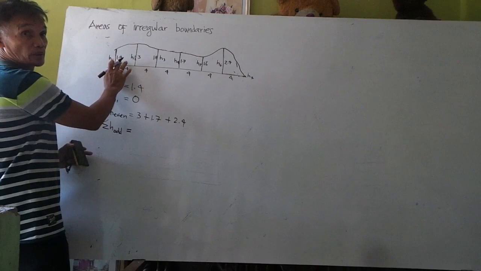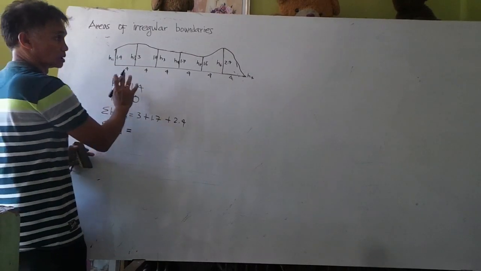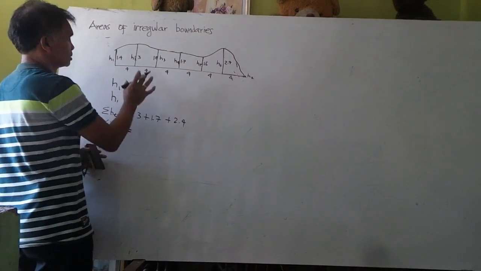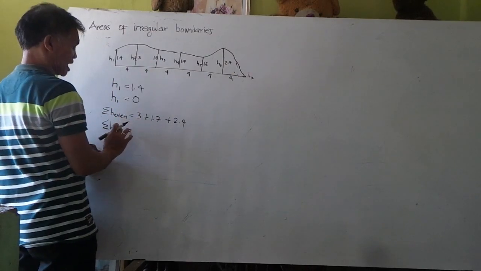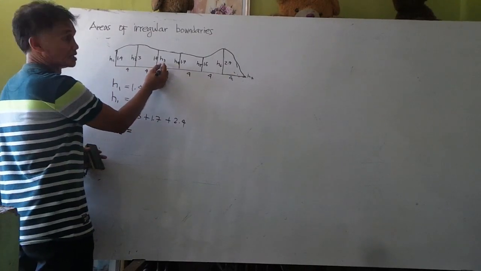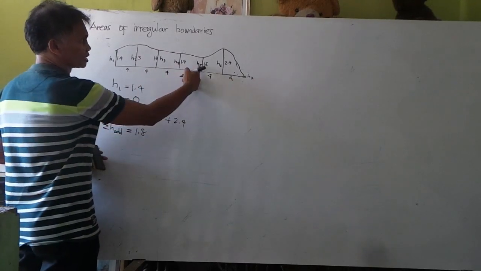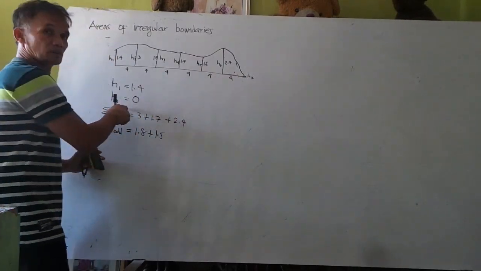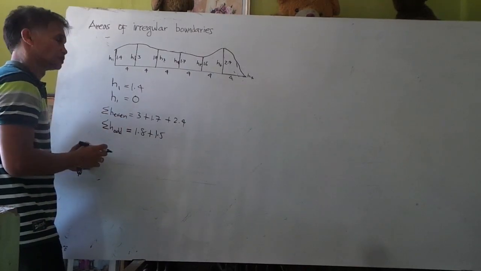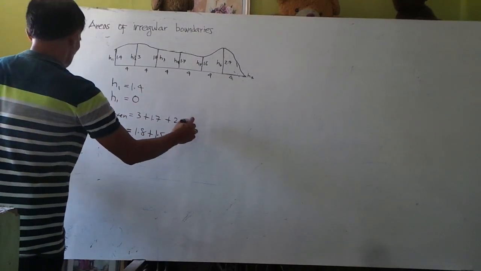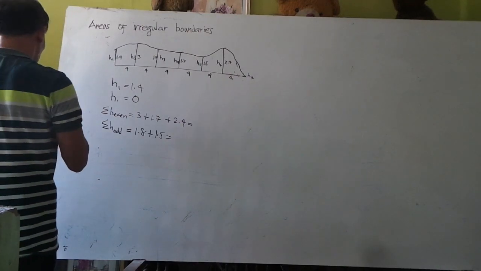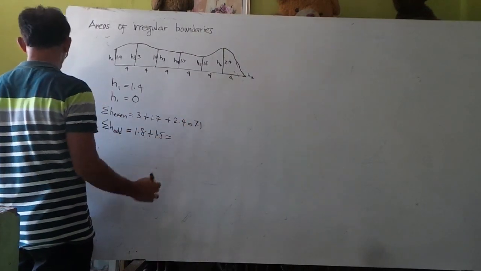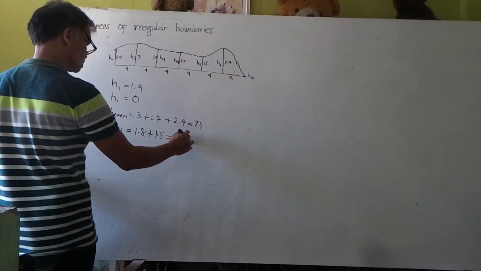Excluding H1 and Hn, the odd ones are H3, which is equivalent to 1.8, H5, plus 1.5, and H7 is 0. So our sum of the odd is 3.3, and the sum of the even is 7.1.